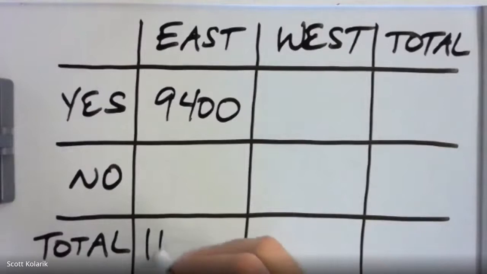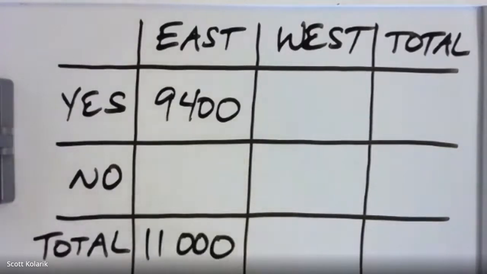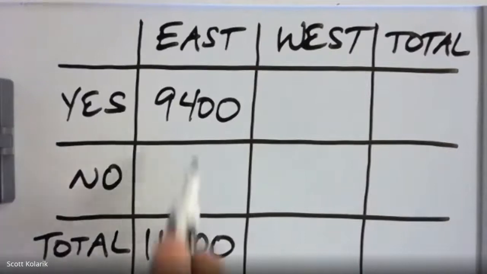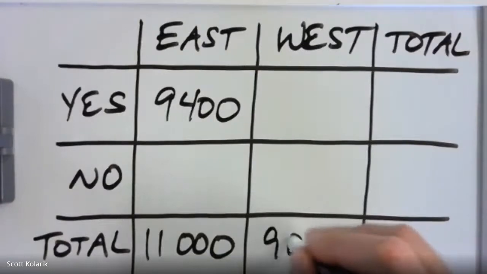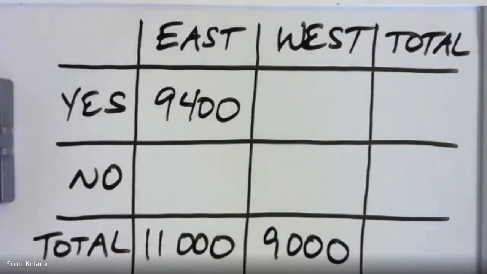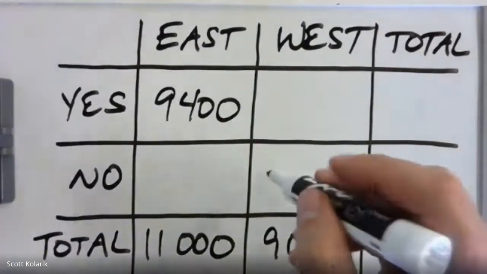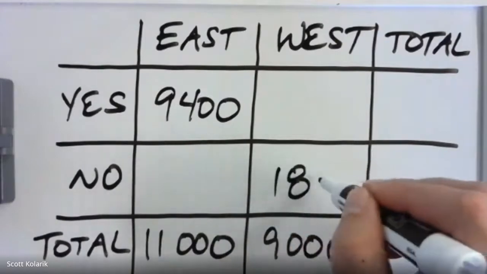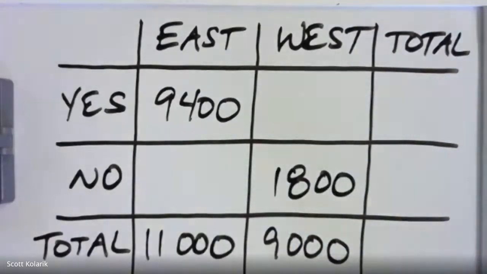So there may be like an 11,000 down here. Again, you'll see different numbers for your final. This literally means that in the eastern region, of all the people that were surveyed, whether they said yes or no, the total number of people in the east is 11,000. Okay, you may be given something like this, like maybe the total number of people in the west is 9,000. Right? Again, you'll see a different number. Maybe 1,800 of those 9,000 people said no on the survey.